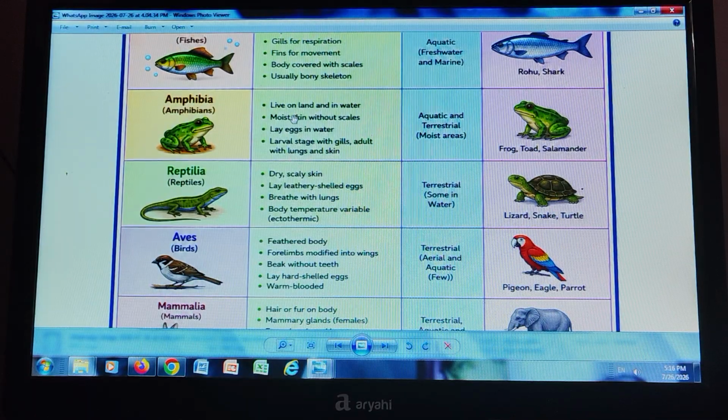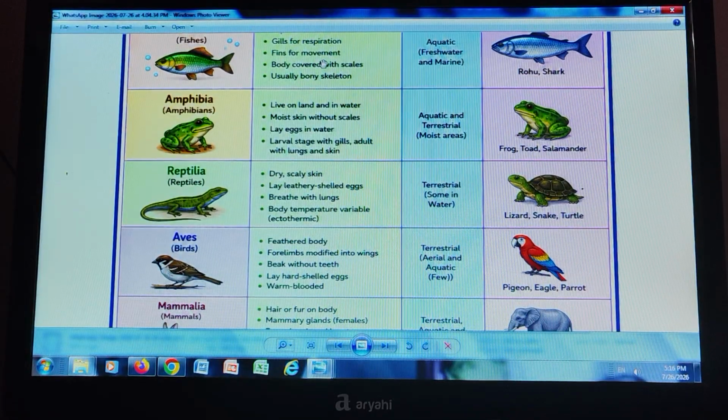For the next one, amphibians, they live on land and also in water. That's why they are called amphibians, right? Most have moist skin without scales, whereas fishes have scales. They lay eggs in water. Usually in fishes also, the female fish releases its eggs and the male fish releases its sperms into the water. External fertilization takes place here also. The male and female release their gametes into the water, and external fertilization takes place. So lays eggs in water.